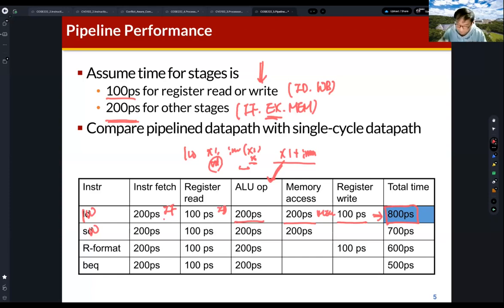And as I mentioned in the previous class, the critical path of the single cycle processor is the execution time of load word, right? And how about the store word? Instruction fetch is required, since every instruction needs to be fetched from the instruction memory. Store word also needs to read the register file, which is 100 picoseconds, the ID stage, and then the address needs to be computed. So execution takes 200 picoseconds, right?